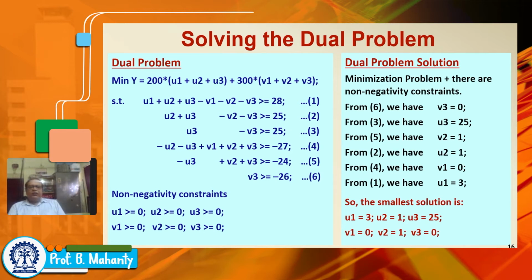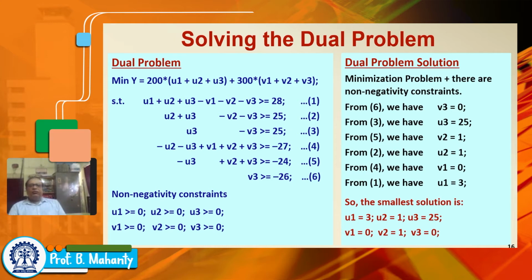So progressively you convince yourself that this solution set, U1 equal to 3, U2 equal to 1, U3 equal to 25, V1 equal to 0, V2 equal to 1 and V3 equal to 0, is going to be the smallest possible solution. You can also have a slightly different variation like U1 equal to 1 and U2 equal to 3, which will also serve the purpose, and there is no change in the minimization. But nevertheless, you can do such calculations. Is there any question?